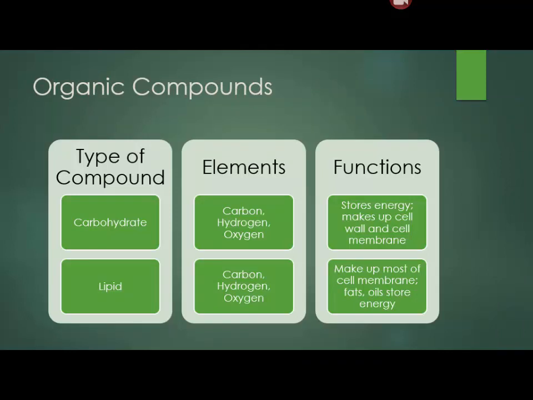So as review, the organic compounds. The type of compound are carbohydrates. The elements that make up carbohydrates are carbon, hydrogen, and oxygen. And their functions are to store energy, and they also make up the cell wall and cell membrane. Lipids are the second type of compound. The elements that make them up are carbon, hydrogen, and oxygen. And their function is to make up most of the cell membrane. Fats and oils also store energy.